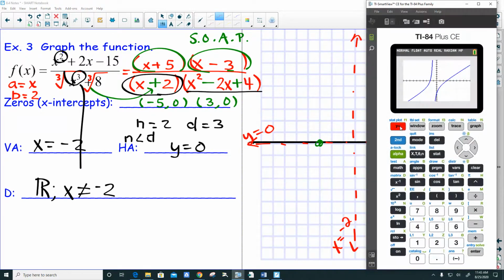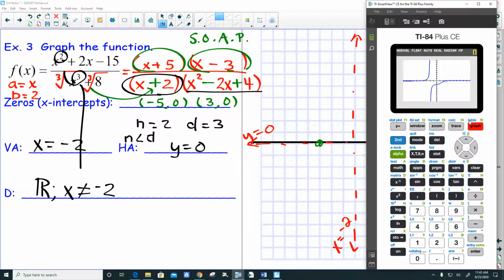Okay, all we're left with now is just reverting back to the calculator. We're going to make sure that we type that original function into the calculator: plus 2x minus 15 over x cubed plus 8. Okay, I think I got that in right. We're going to graph.